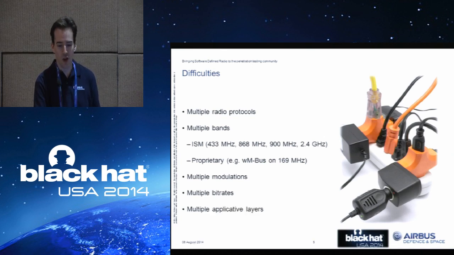And you also have multiple applicative layer. That's, for example, for the 802.15.4 protocol on which Zigbee is based. This protocol just gives you the lower layers, but you can define your applicative layer on top of that, and Zigbee is one of that.